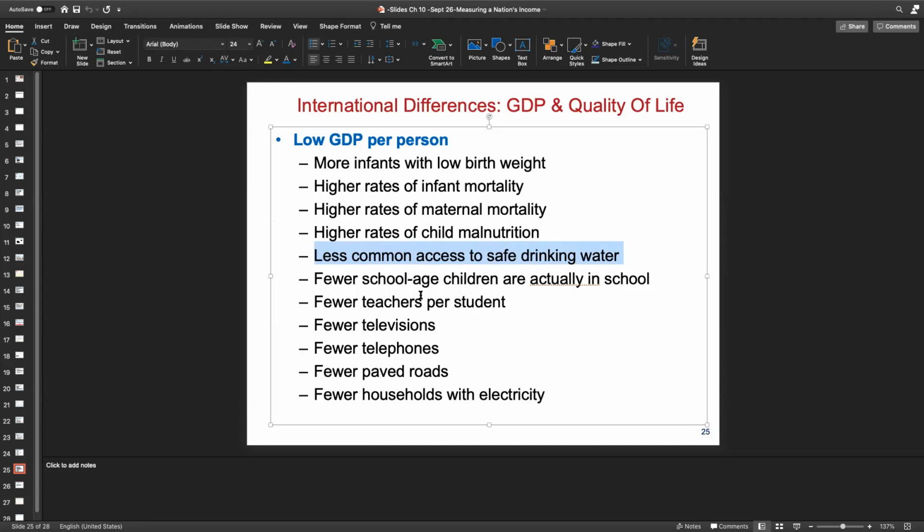They have fewer school-age children, those countries with the lower GDP per person, fewer teachers per student, fewer televisions, telephones, paved roads, and households with electricity.